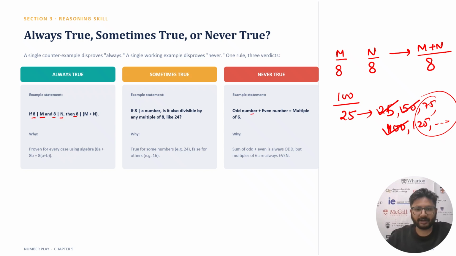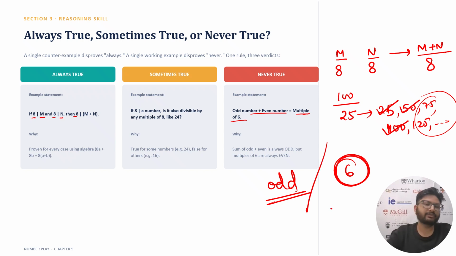Okay. Odd number plus even number is a multiple of 6. This is something which can never be true, because odd plus even is an odd number. Okay. And 6 is an even number. Odd divided by even is not possible.